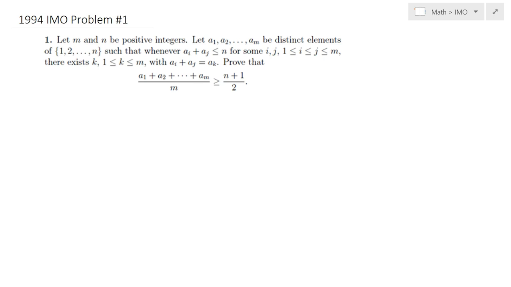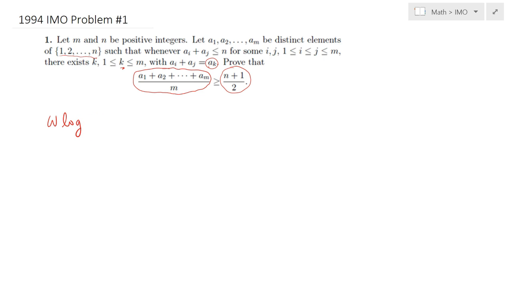Let m and n be positive integers and let a_1, a_2, up to a_m be distinct elements of the set 1 through n, such that whenever a_i plus a_j is less than or equal to n, we can find another element a_k in the set such that this sum is equal to that element. So we would like to show that the arithmetic mean of these numbers is no less than (n+1)/2. Let's start without loss of generality.